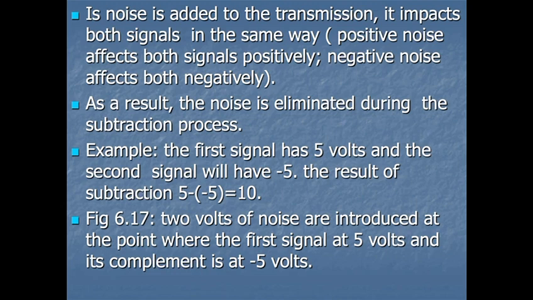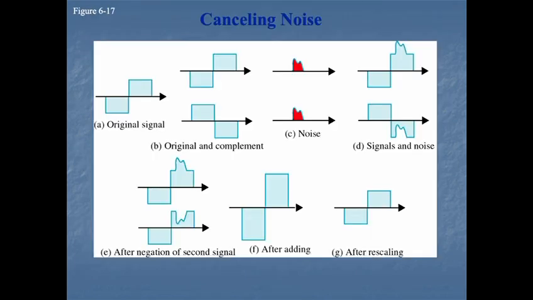Figure 6.17: 2 volts of noise are introduced at the point where the first signal is at 5 volts and its complement is at -5 volts.